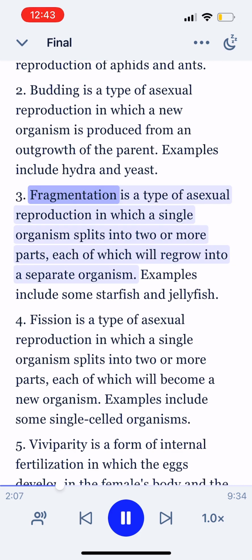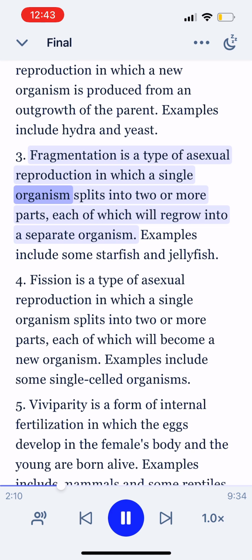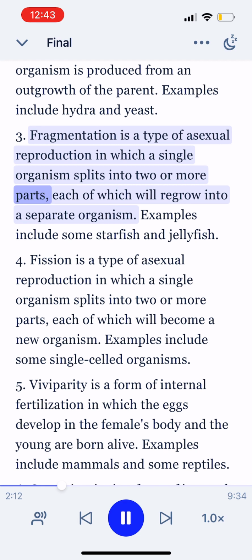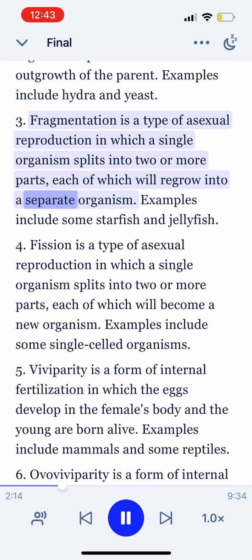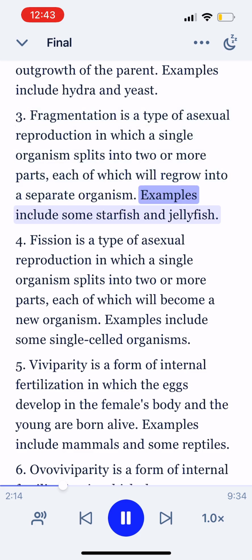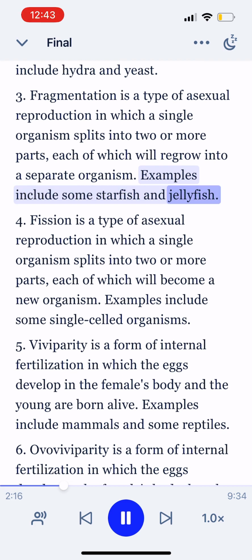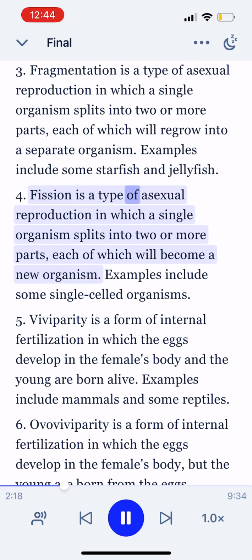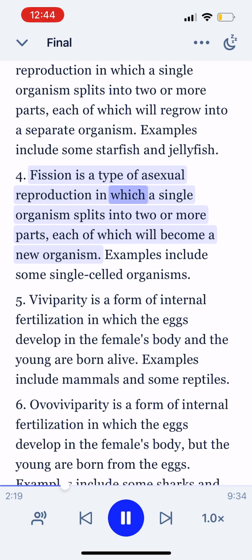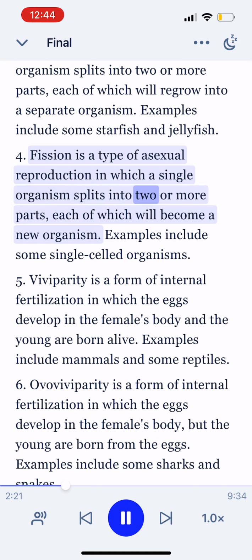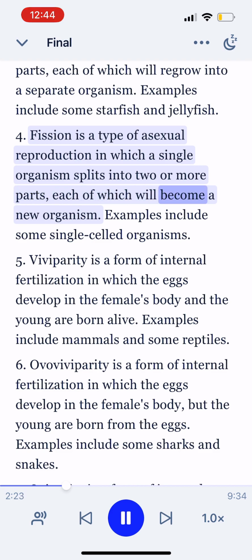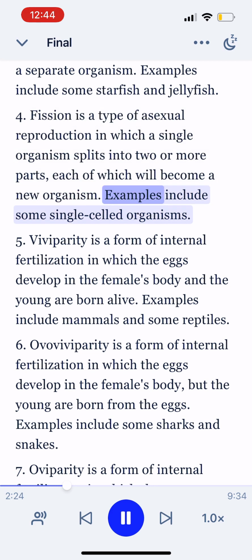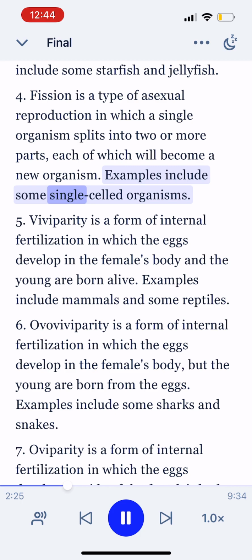3. Fragmentation is a type of asexual reproduction in which a single organism splits into two or more parts, each of which will regrow into a separate organism. Examples include some starfish and jellyfish. 4. Fission is a type of asexual reproduction in which a single organism splits into two or more parts, each of which will become a new organism. Examples include some single-celled organisms.